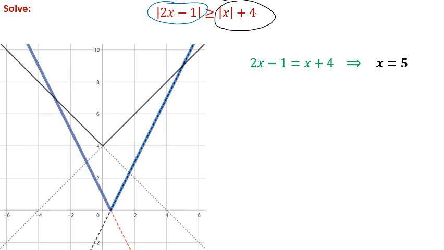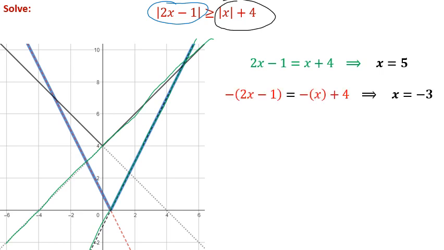So we start with this. 2x minus 1 is the positive version of mod 2x minus 1. In fact, this line here is y equals 2x minus 1. And then x plus 4 is the positive version of y equals mod x plus 4. So when we solve an equation involving modulus signs, we don't actually solve an equation with modulus signs in it. We break out the piecewise function that the modulus sign represents. We say either that mod x plus 4 is x add 4 or it's negative x add 4. It's one of those two things.